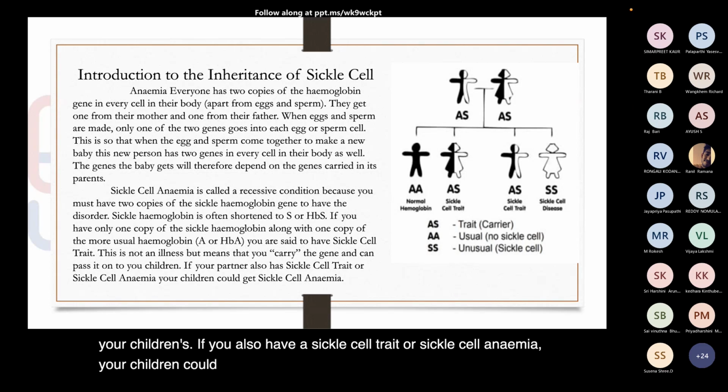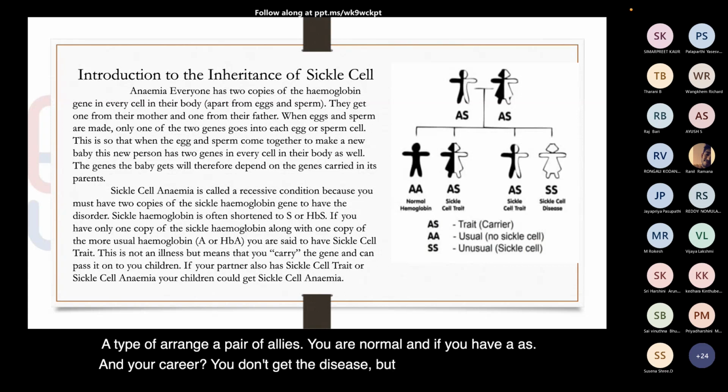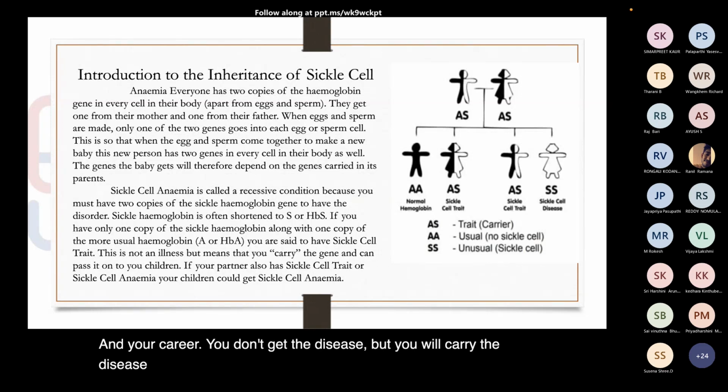As you can see in this picture, when you have a normal pair of alleles, you are normal. And if you have AS, you are a carrier. You don't get the disease, but you will carry that disease to the next generation. If you have SS, then it means you will have the disease. That's it.